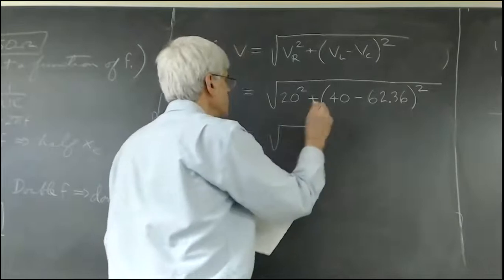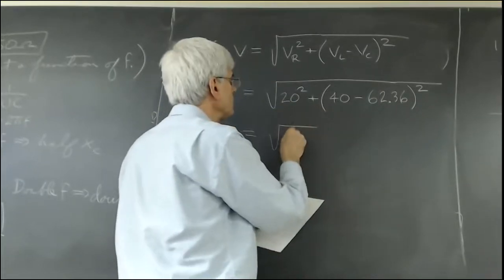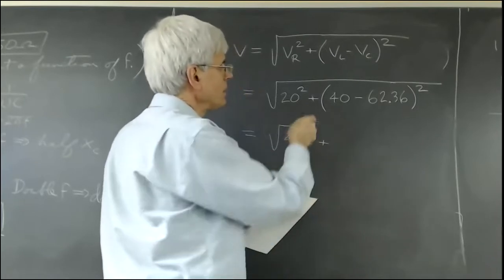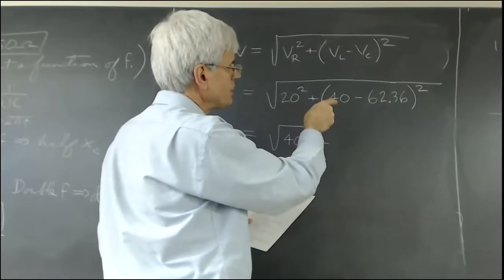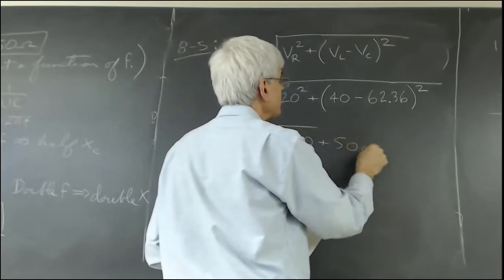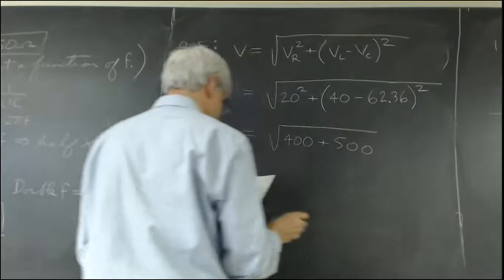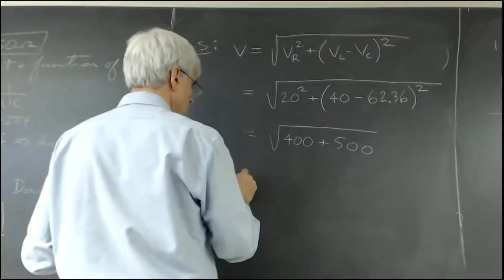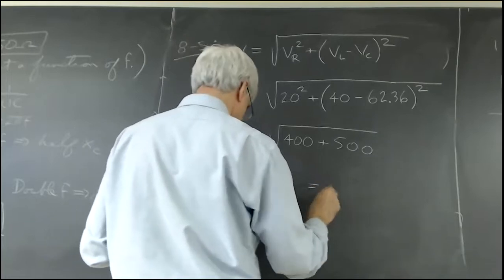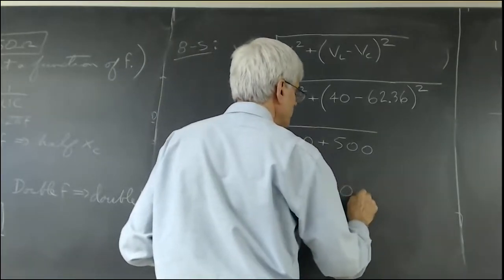So this is going to be 20 squared is 400 plus 22.36 squared is 500. Square root of 900 is 30 volts.